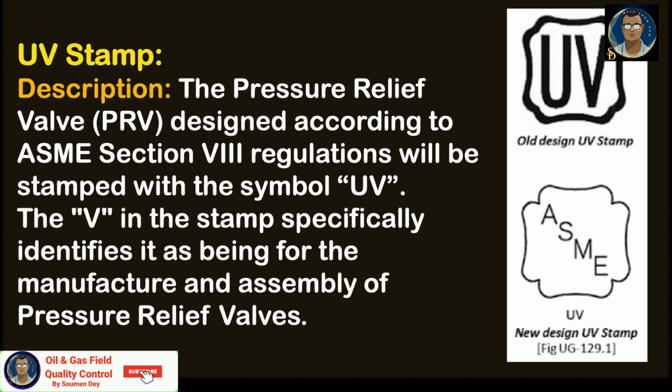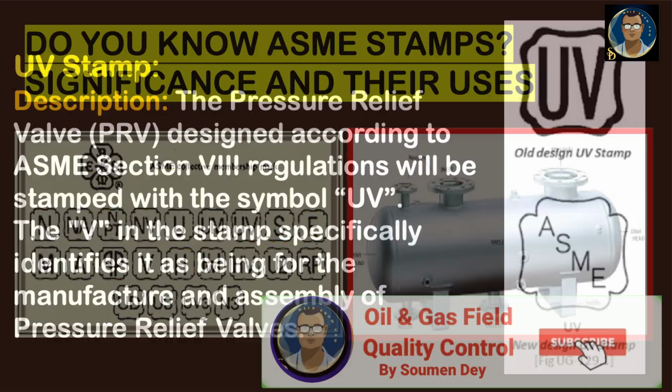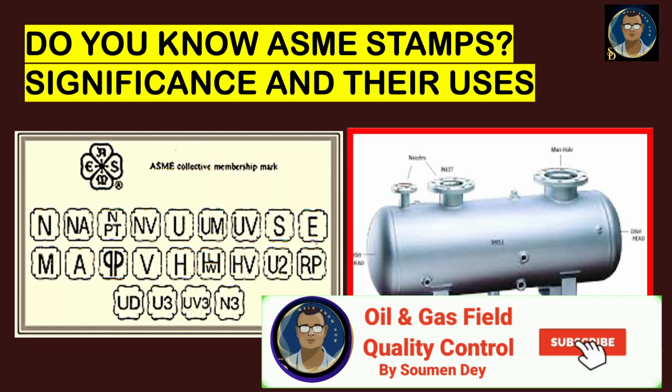UV stamp: the pressure relief valve, PRV, designed according to the ASME Section 8 regulations will be stamped with the symbol UV. The V specifically identifies that it is for the manufacture and assembly of pressure relief valves. V is valve, PRV means pressure relief valve. These are the most popular stamps which I have discussed with you. We now know the significance of these ASME stamps and what they stand for.